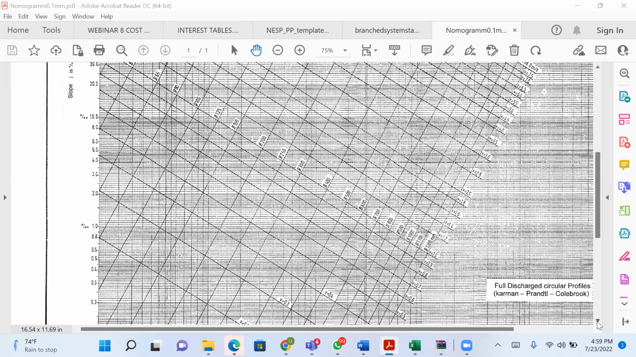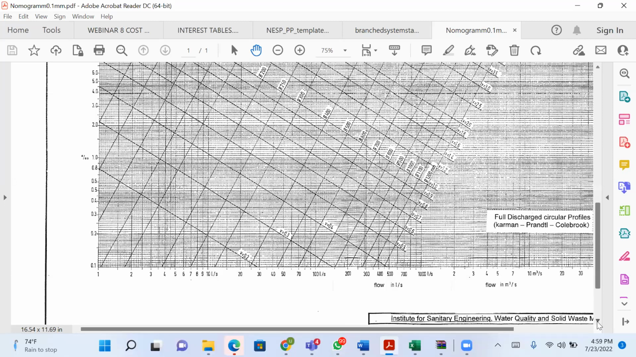So let's do this one. Let's design for these 100 houses now. So the 100 houses is 2.3. So what do I do?